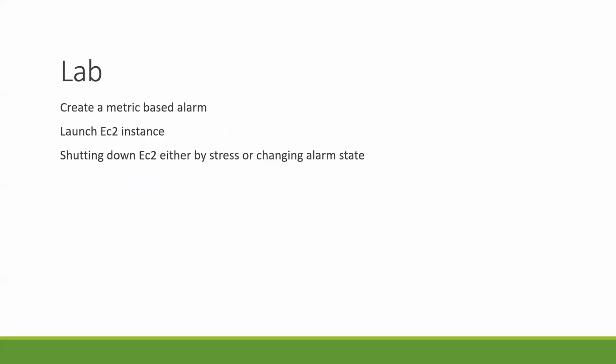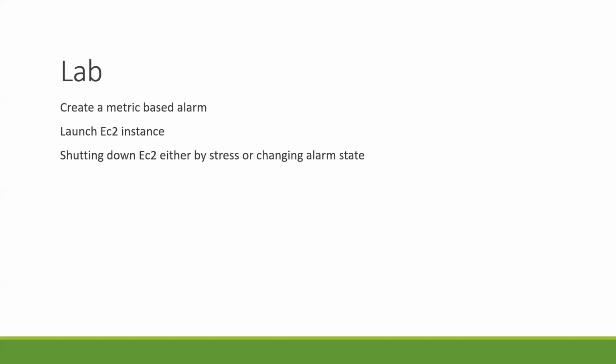So in today's lab, I will just show you a metric based alarm. I will be launching an EC2 instance, and I'll be using the CPU utilization metric. We can install stress on the EC2 instance, so it will increase the CPU utilization. If it goes beyond the particular threshold value that's defined, it will change the state of the alarm from OK to the alarm state.